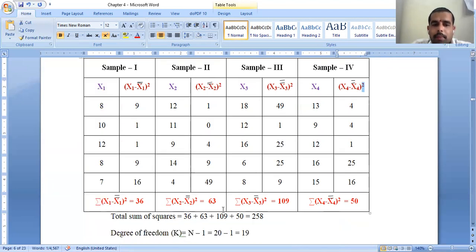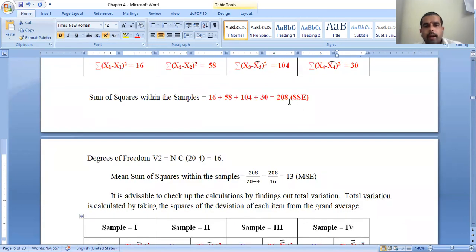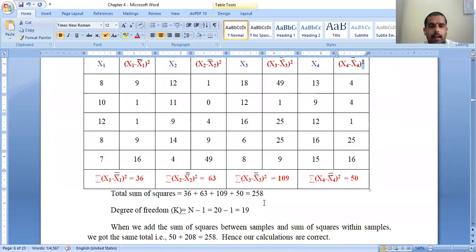Total sum of squares, that is SST, is equal to 36 plus 63 plus 109 plus 50, which equals 258. SST value is 258. After totaling these two values, SSC is equal to 50, and SSE is how much you got? 208. 50 plus 208 is equal to 258. Hence our calculation is right here.